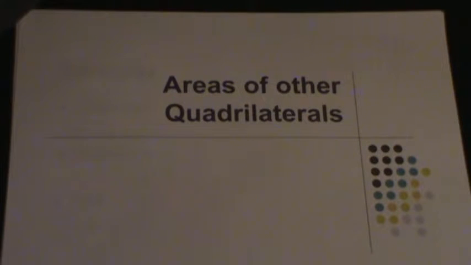Welcome to Areas of Other Quadrilaterals. We've already learned about rectangles and squares and parallelograms, so we're going to learn the rest of them today. And there's your formulas. We have a trapezoid is 1/2 times the height times base 1 plus base 2.